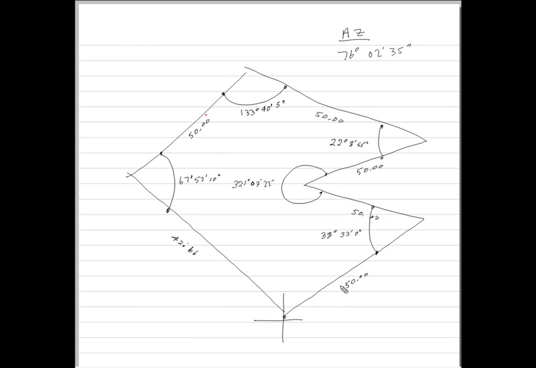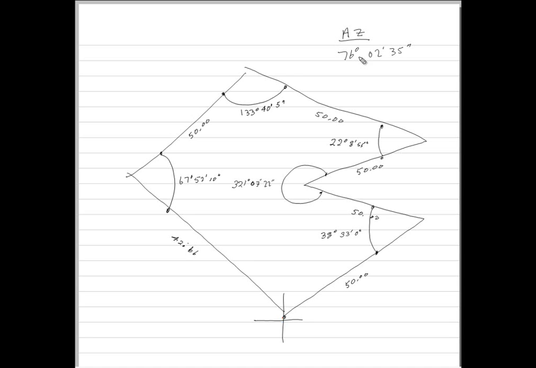Now you'll notice that each one of these lines is 50 feet long when you go to draw this out, except for this last one. This last one is 42.66 feet, and it should end up right on the end of the first line. I've given you an azimuth and a starting point down here. So this is the azimuth. If that's the azimuth, then that would be this right here.